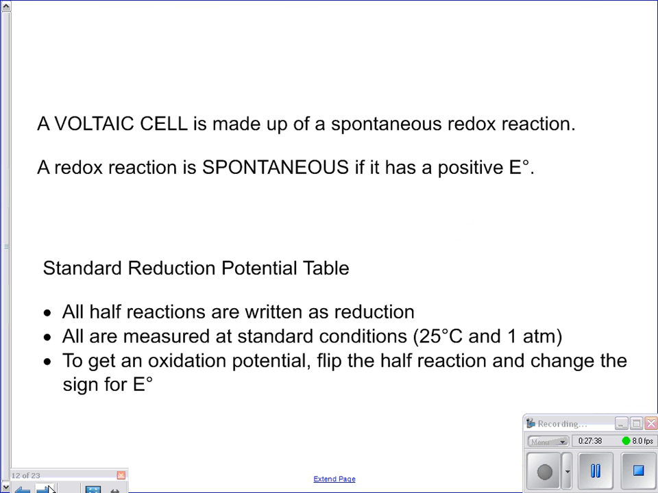Okay, and basically we'll spend a day talking about something known as voltaic cells, but does anybody know another name for a voltaic cell? Battery. Okay. So we'll spend some time talking about this, and we'll do a lab on this after spring break. But a voltaic cell is just made up of a spontaneous redox reaction. Makes sense that if you're going to make a battery, you want it to be some sort of chemical reaction that happens on its own. It is spontaneous. So that's what a voltaic cell is. A redox reaction is spontaneous if it has a positive total voltage.